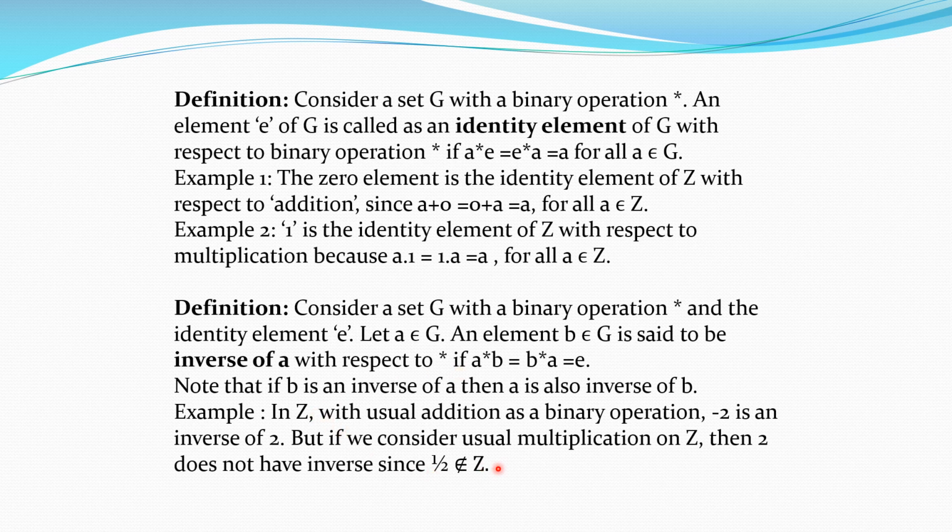But if we consider usual multiplication on Z, then 2 does not have an inverse. See why? Because with usual multiplication on Z, as 1 is the identity element, to find its inverse for every element A in Z, we must get some integer B such that A into B is equal to B into A is equal to 1. But then B will be 1 upon A, and 1 upon A is not necessarily an integer. So in Z, for every element there is no multiplicative inverse.